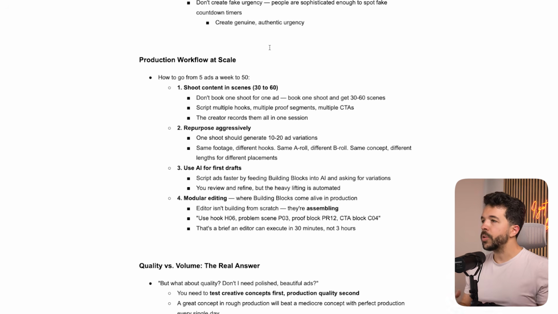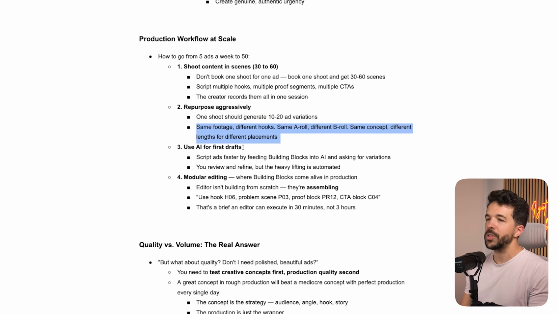You want to script multiple hooks, multiple body segments, multiple CTAs, and you want the creator to record all of them in one session. Then step number 2 is repurposing aggressively. One shoot should generate 10 to 20 ad variations, sometimes even more, especially if you work with modular ads. And the same footage, different hooks, same A-roll, different B-roll, same concept, different length for different placements.